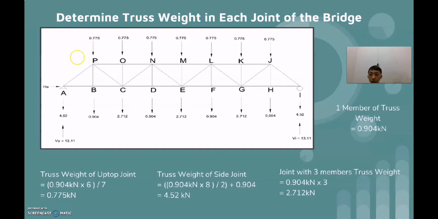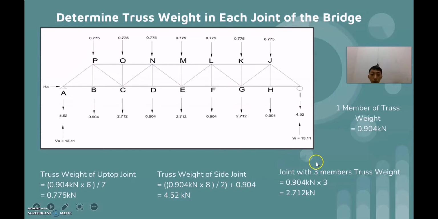How do we get this answer? It is equal to 0.904 kN times 6 members divided by 7, and we get the answer 0.775 kN. For the truss weight of side joint A and I, it is equal to 0.904 kN times the members divided by 2 at joints A and I, plus 0.904, which is equal to the truss of the AP or JI. Then we get the answer 4.52 kN.